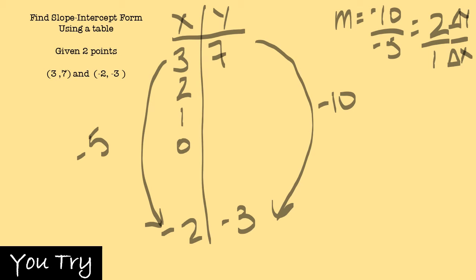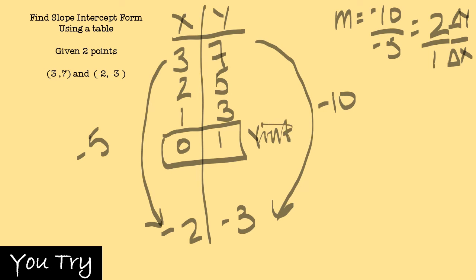So here we have 3, 2, 1 on our x. And then if we have 7 on the top one, we're going to go down by 2. So we have 5, 3, and 1. So our y-intercept is 1. So now we can write our equation. y is equal to 2x plus 1.